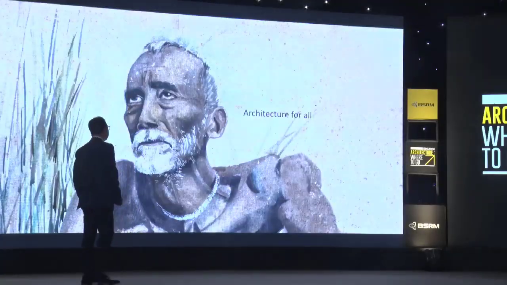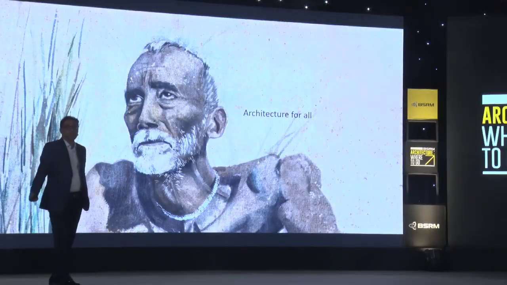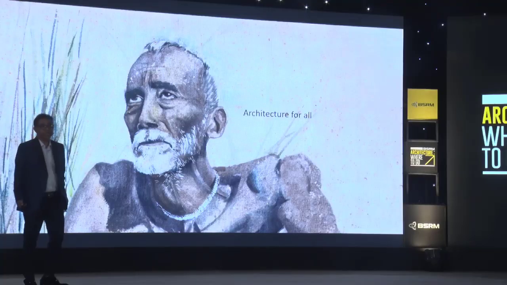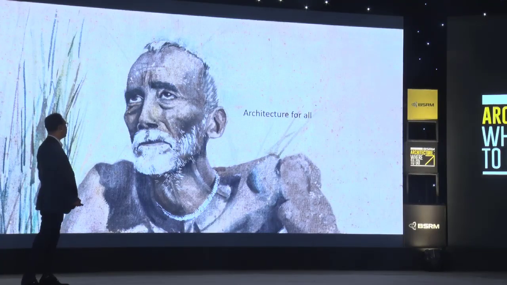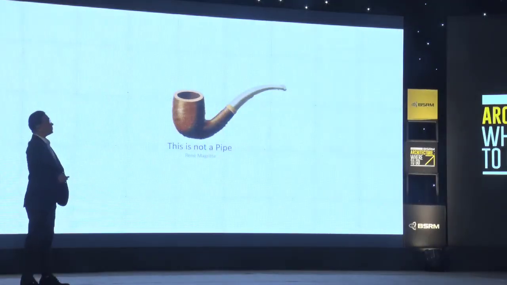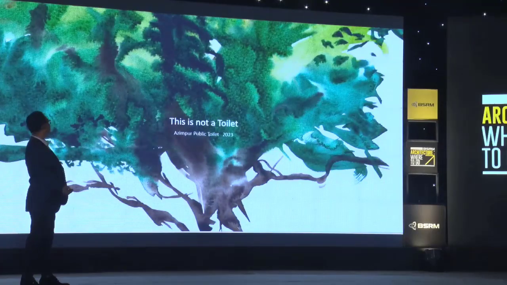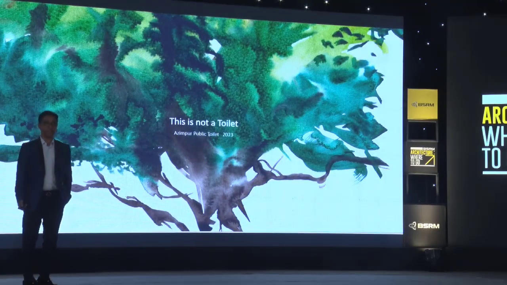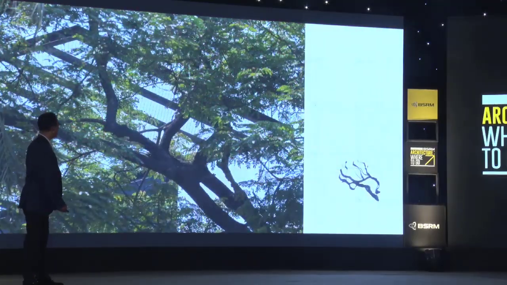Then I'm lucky to get, this is what my watercolor says, architecture for all. I can try at least. I don't know, I can try. And this is not a pipe, Rene Magritte, and this is not a toilet, which is Azimpur Public Toilet 2023. And I thought it should be changed.